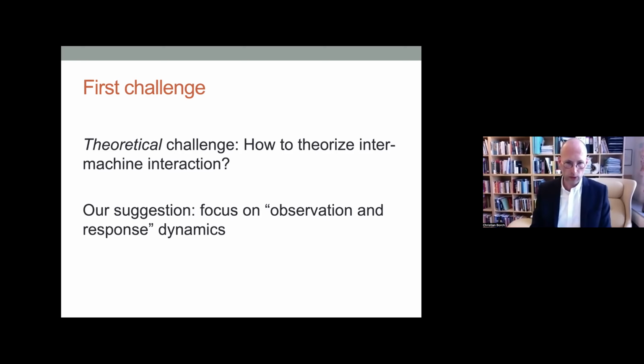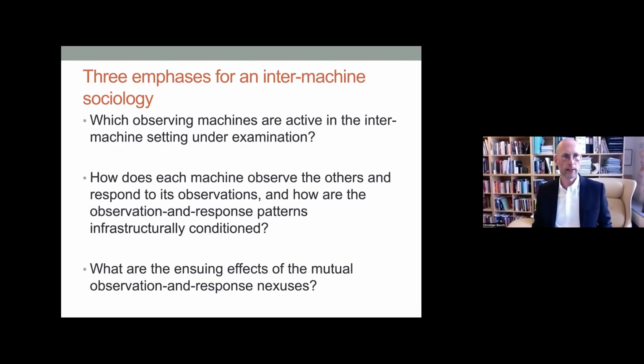It's possible, I think, if we're taking that path, to single out three emphases for such an inter-machine sociology. The first step would be to observe which kinds of machines are active in the setting that we are examining. So obviously there's a strong difference between algorithms that are bidding for placing an online ad, and algorithms that are placing orders in the financial markets. So a first step for an inter-machine sociology would be to really identify the types of machines that are active in our particular setting.